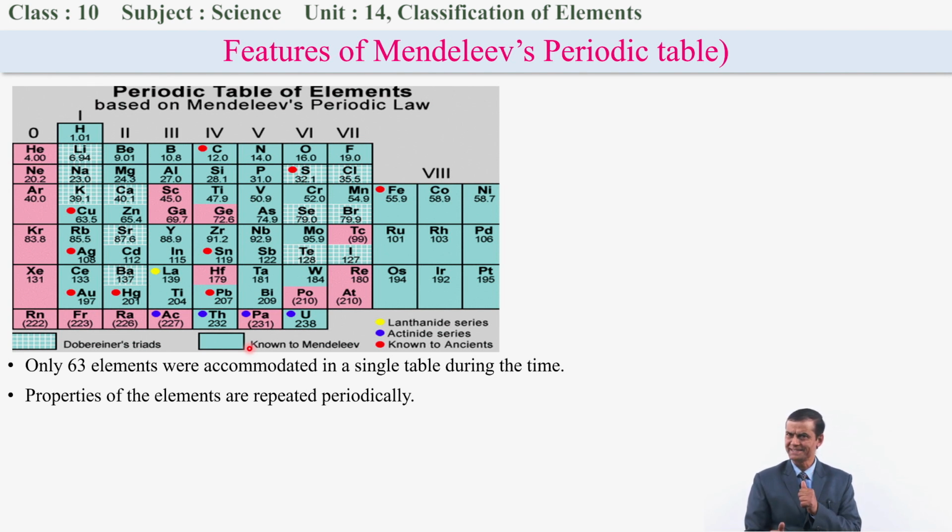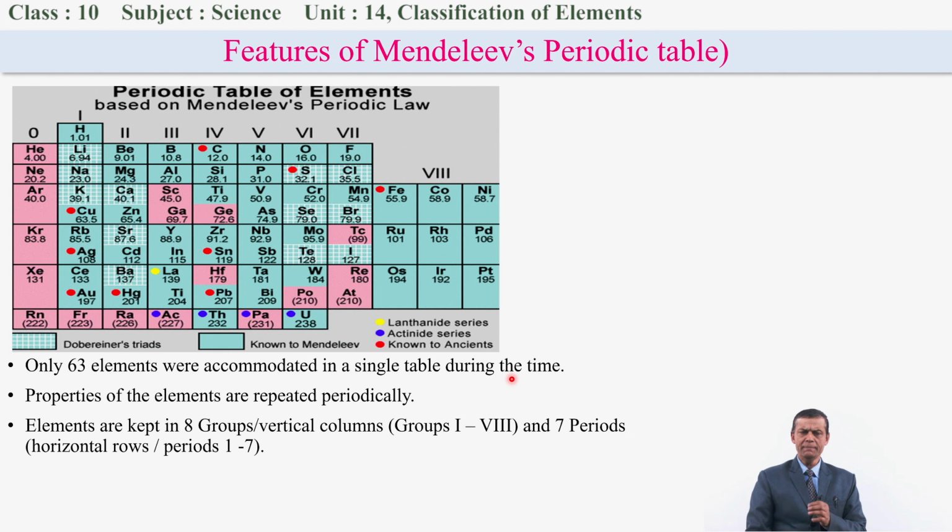Just I have presented that lithium's property is repeated in sodium, sodium's property repeated in potassium, because it is based on the periodic classification. So, properties are repeated periodically from the first period to the second, second to third, and so on. Elements are kept in 8 groups. 8 groups means vertical columns. Vertical columns are groups, which are here in the model of the periodic table, and these groups are group 1 to group 8.